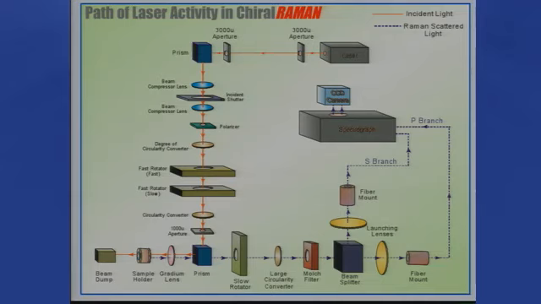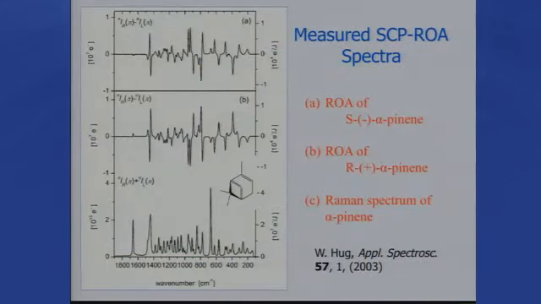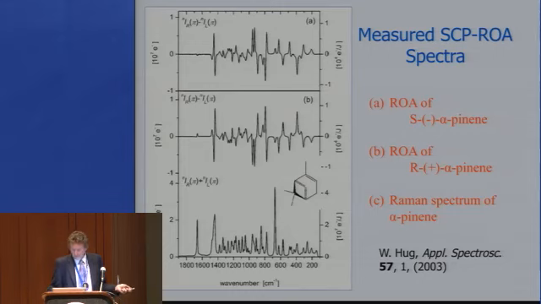So for ROA in SCP mode, there's no need to modulate back and forth between left and right circularly polarized light. It's measured simultaneously. And here's an ROA spectrum showing equal and opposite ROA spectra, just like for VCD, alpha pinene. And it's 3 orders of magnitude down. It's a bit bigger than VCD relative to the parent because it's measured in the visible where the wavelengths are shorter and the optical activity is proportionately larger.